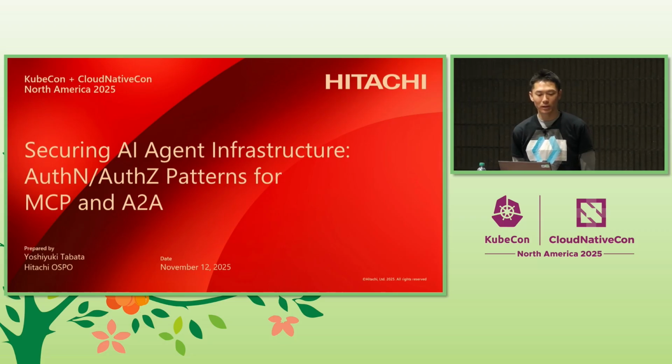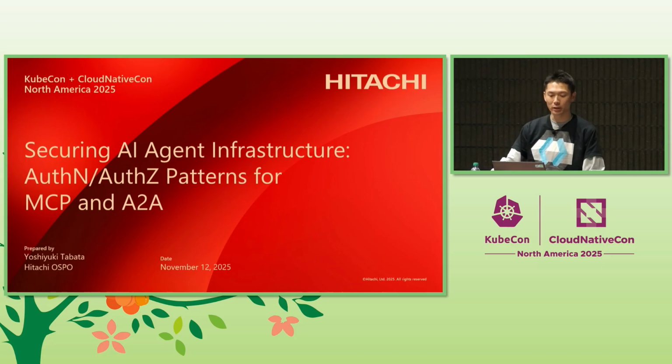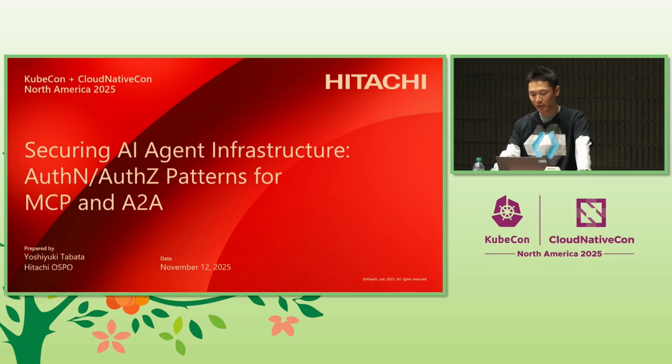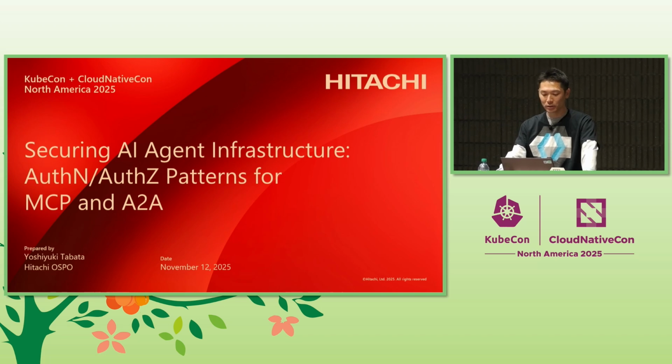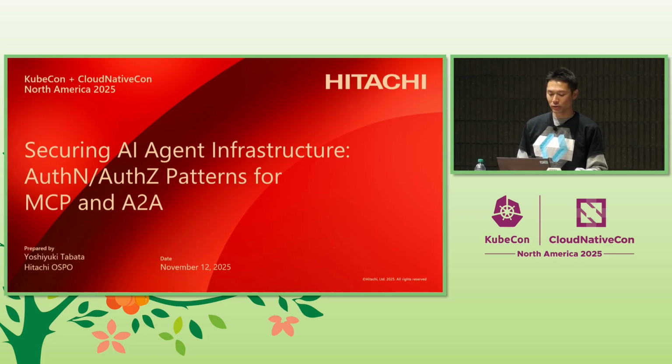Today, I'd like to talk about securing AI agent infrastructure, authentication and authorization patterns for MCP and A2A. In this session, I'll share practical authentication and authorization patterns to secure AI agent infrastructure with a focus on MCP and A2A. We'll ground the discussion in the CNCF IAM white paper, which is expected to be published in the near future, and then map these principles to real-world implementations using Keycloak and SPIRE. By the end of this session, you will have a practical blueprint for moving from concept to implementation.